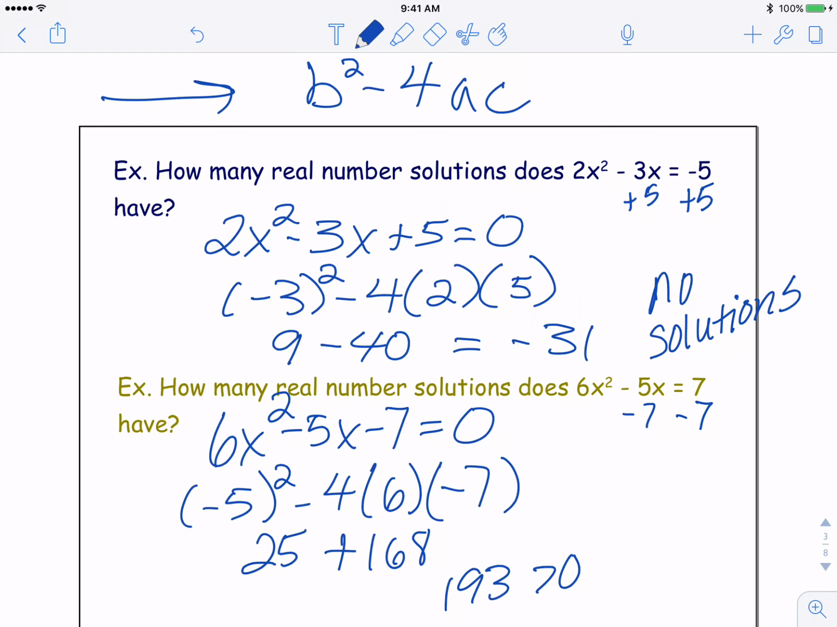193 is greater than 0. It's a positive number. So in this situation, I'm going to have two solutions because that square root will be a positive number, and there's two answers to the square root of a positive number, so I'll have two solutions in this situation.